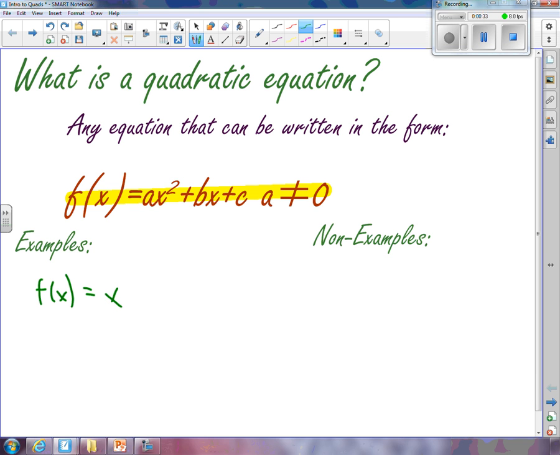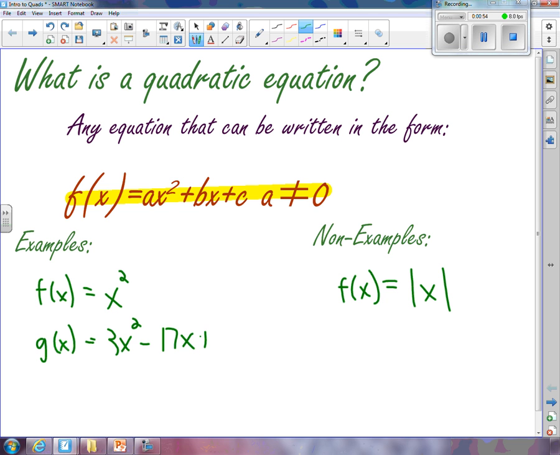So one example, the basic example, is just x squared. A non-example would be something like the absolute value of x. This is not of the form ax squared plus bx plus c. A, b, and c can be any numbers, except a can't be 0. Another example would be, let's say, g of x equals 3x squared minus 17x plus 57. So here the a is 3, the b is negative 17, and the c is 57.